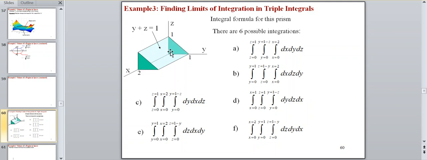How do you describe this triangle? Look at this line. The equation of this line is y plus z equals 1, so we can say z equals 1 minus y. I can say z is from 0 to 1 minus y, you can see here, and y is from 0 to 1. And similarly, you can set up other orders. Totally we have 6 orders, and the order of the integration depends on how we describe the region. But as I said, we usually try to calculate in this order.